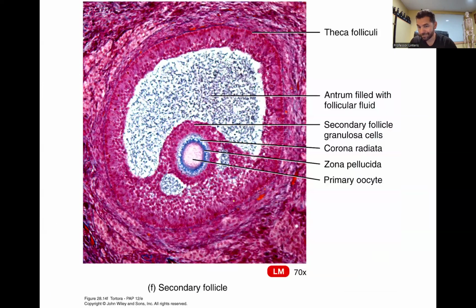Just showing you the same thing, slightly different picture, right? Where is the secondary follicle located? Well, it's just showing you that's what it is. And then our primary oocyte is on the inside. So this is not mature, right? This is a secondary follicle.